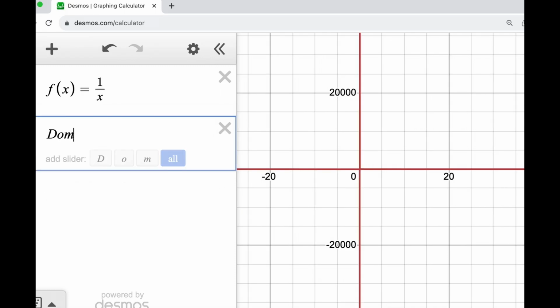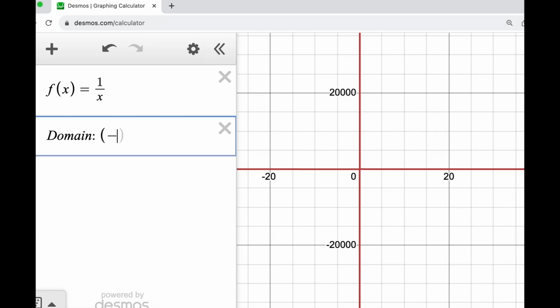The domain of 1 over x is going to be everything from negative infinity to 0, but not including 0, and everything from 0 to infinity. The parentheses indicate that 0 is not included. The union symbol U means that we have to join 2 separate intervals into one domain.